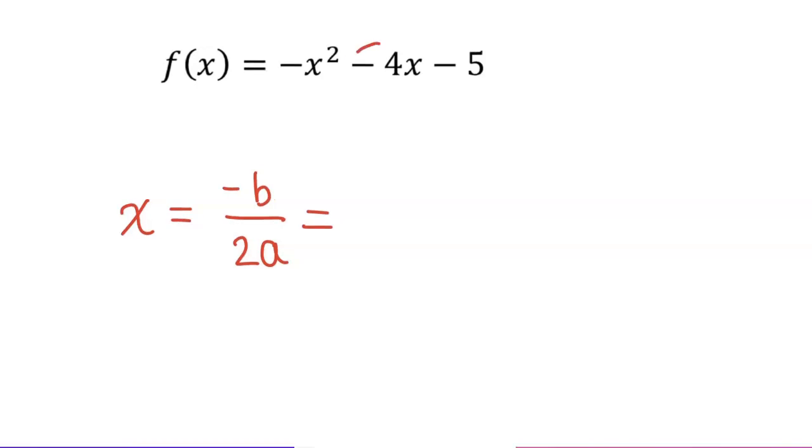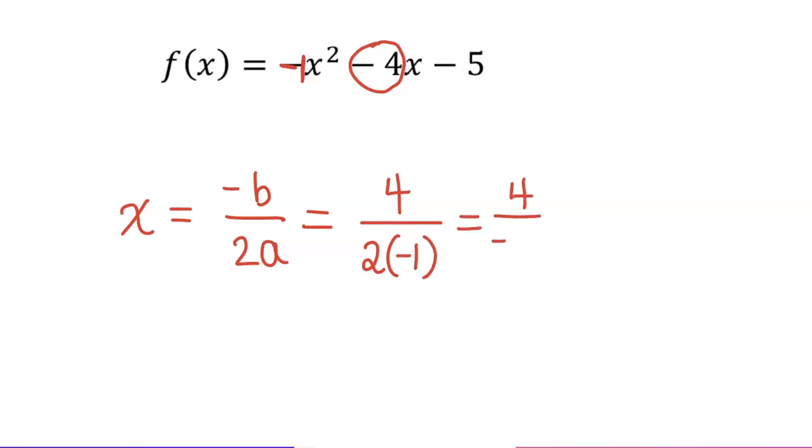So b is negative 4. If you make negative 4, you're going to get positive 4 on top of the fraction. Now in the denominator, you're going to do 2 times a value of negative 1. 2 times negative 1. And now let's simplify that. That is 4 over negative 2. So the x-coordinate of the vertex is negative 2.